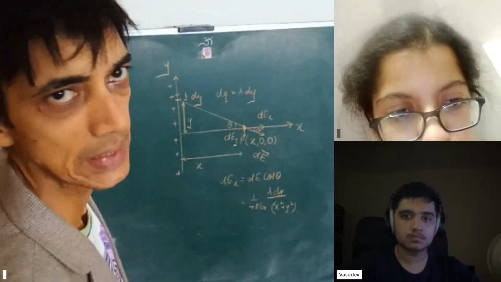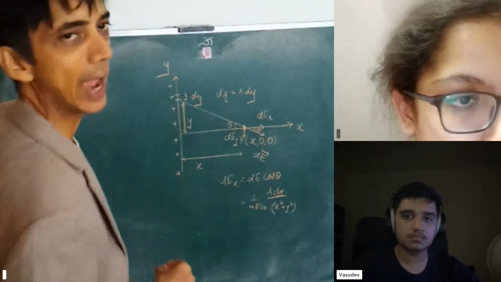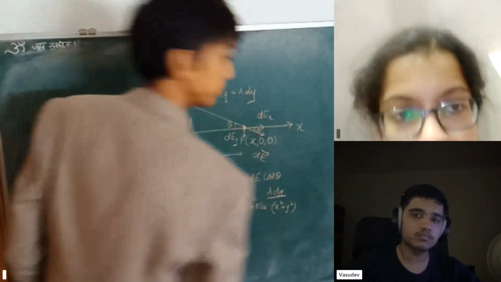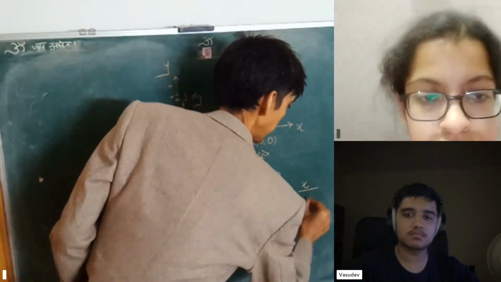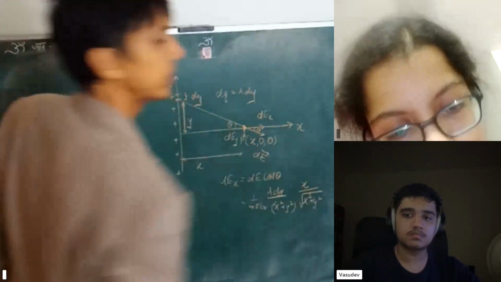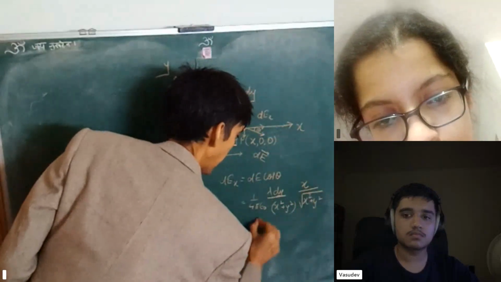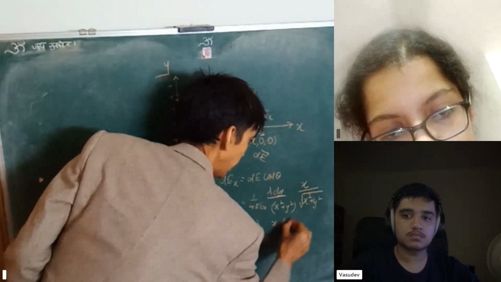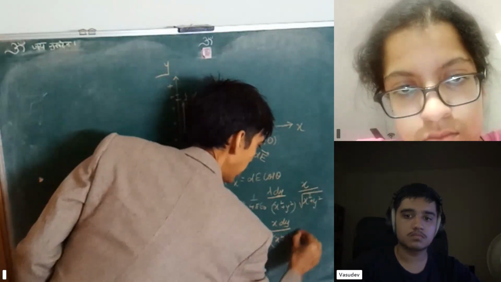What shall I write for cos theta? We look into the figure which is indicative of a right angle triangle. And what will be cos theta? Base by hypotenuse, correct? Yes. Base is what to us? x to us, and hypotenuse yet again is under root x square plus y square. We get from here lambda by 4 pi epsilon naught, x dy divided by x square plus y square raised to the power 3 by 2.